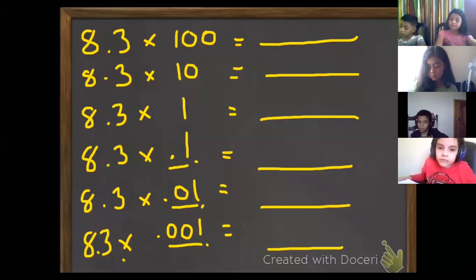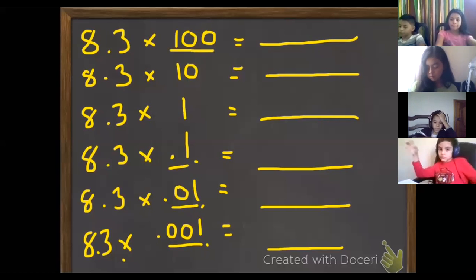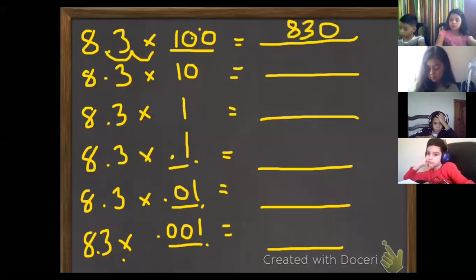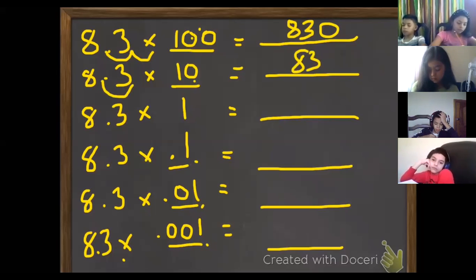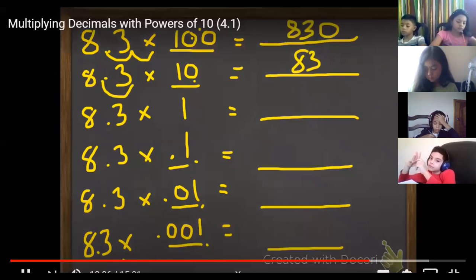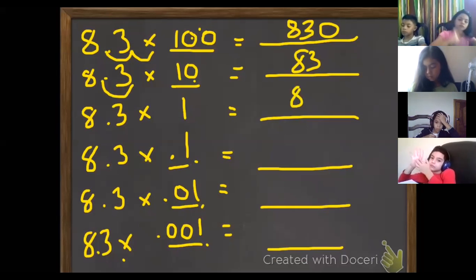So let's start with the ones we definitely know. 8 3/10 times 100. 100 is 2 powers of 10. So that means because we're multiplying, 2 shifts to the right. 1, 2. Gives us a value of 830. We move on. 10 is 1 power of 10. That's 1 shift to the right. 1 shift to the right gets us 83. 1 does not count as a power of 10, and the identity property tells us that anything times 1 is the same as it was, so that's going to be 8 3/10.